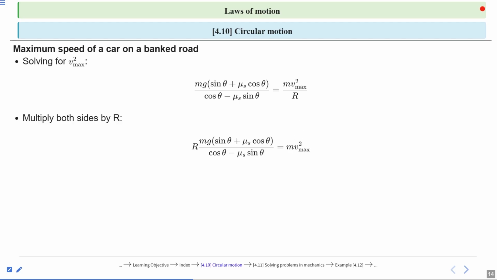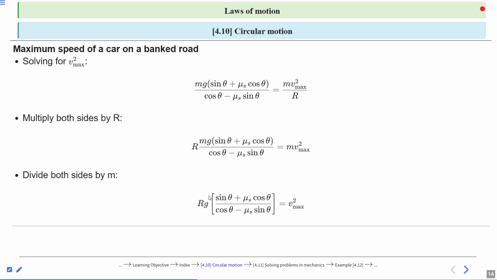Now further, divide both sides by m. After division it will be rg (sin theta plus mu s cos theta) divided by (cos theta minus mu s sin theta), which is equal to v square max after division. When we divide both sides by m, the equation will be this.